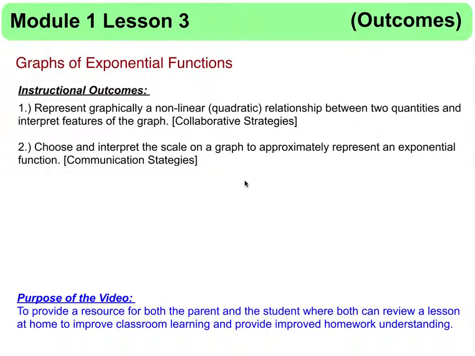Lesson 3 in Module 1, Graphs of Exponential Functions, is most likely taught in conjunction with Lesson 2 in the previous video, Graphs of Quadratic Functions. So, keeping that in mind, the instructional outcomes are going to be the same as Lesson 2, which is to represent graphically a nonlinear graph relationship between two quantities and interpret features of the graph, and to choose and interpret the scale of a graph to approximately represent an exponential function.